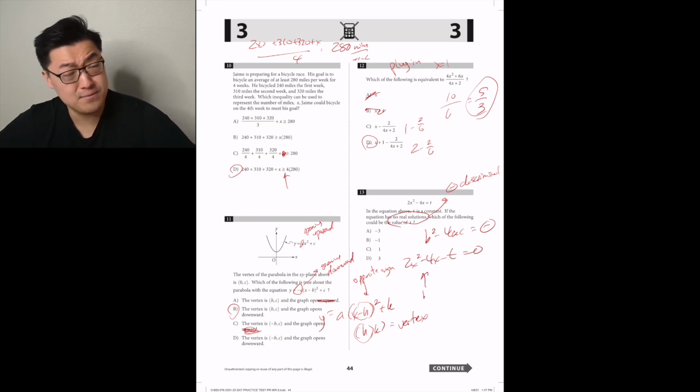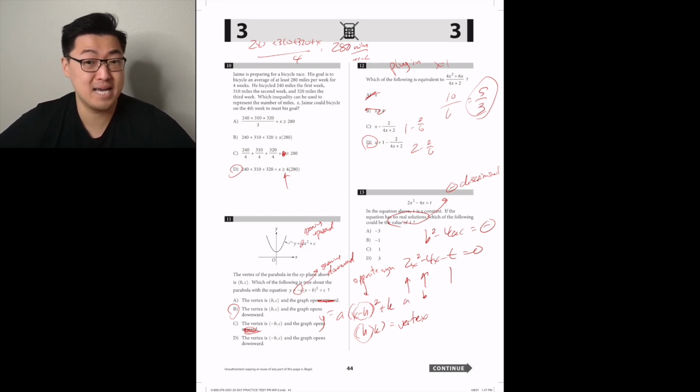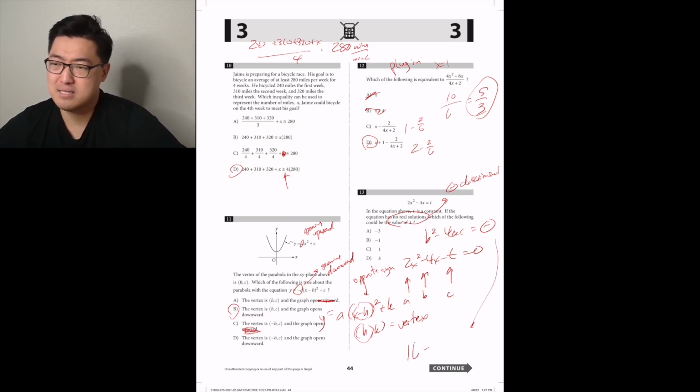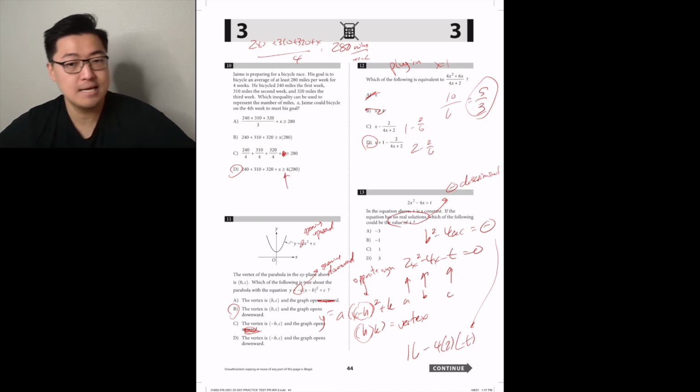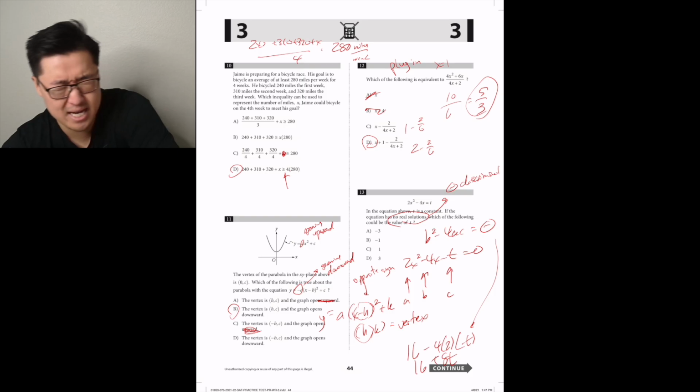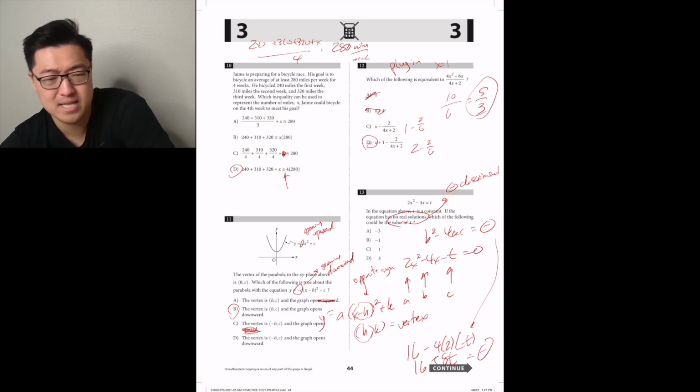So B squared minus 4AC for 2x squared minus 4x minus T is going to be 16 minus 4 times 2 times negative T, so plus 8T, 16 plus 8T. So the one where 16 plus 8T has to be negative, so then I need something like some big negative number, like A, I think.